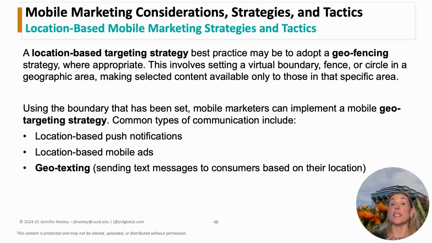Implementing a location-based targeting strategy, such as geofencing, allows marketers to deliver content only to users within a specified area. This method increases relevancy by reaching consumers in real time within their specific locations. Common types of location-based communication include push notifications, mobile ads, and geotexting. All of those enhance the consumer experience by providing timely and location-relevant information.